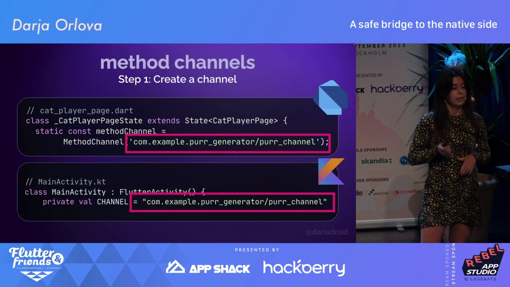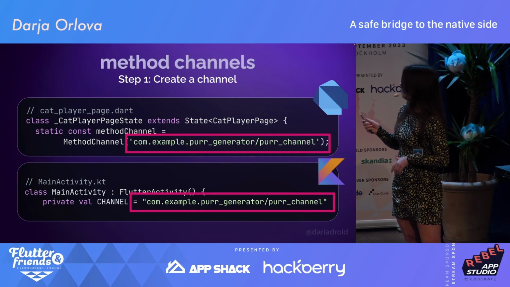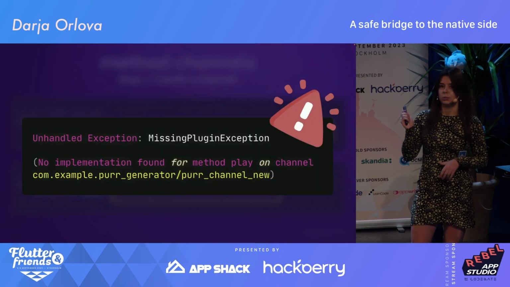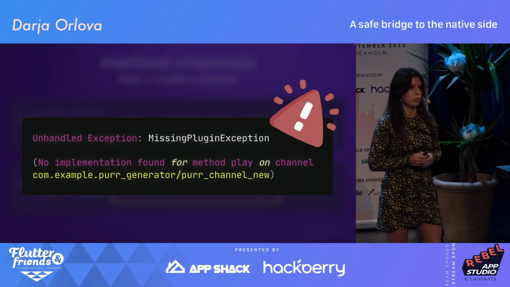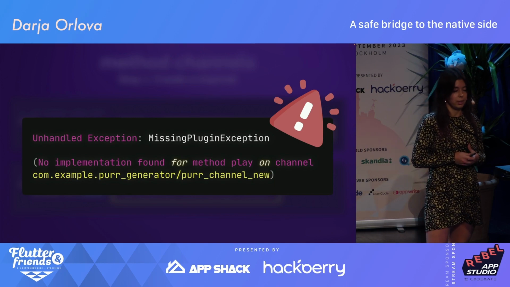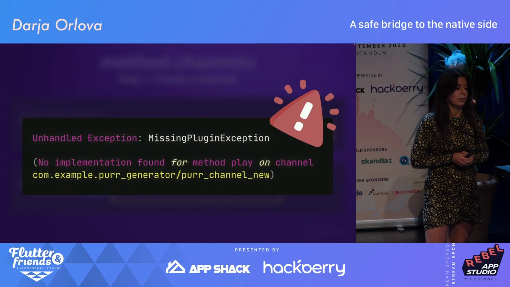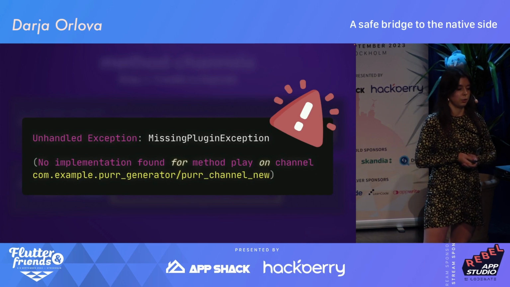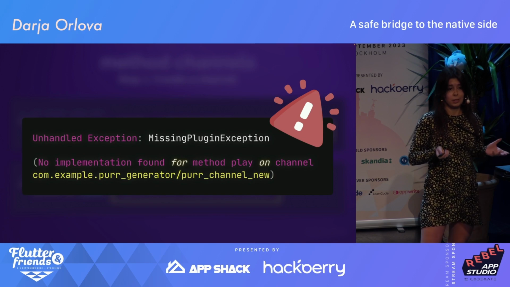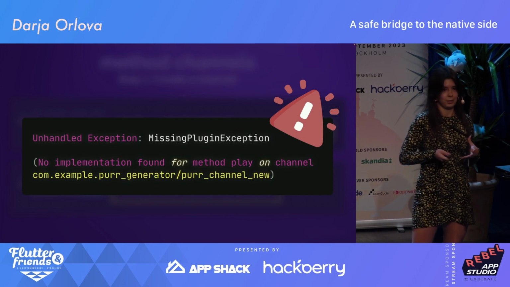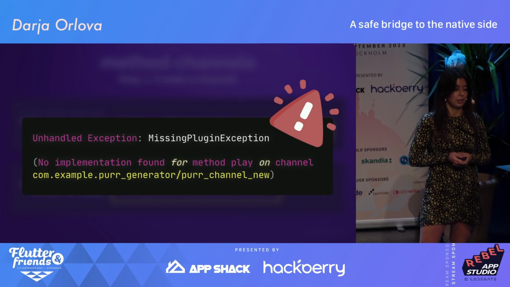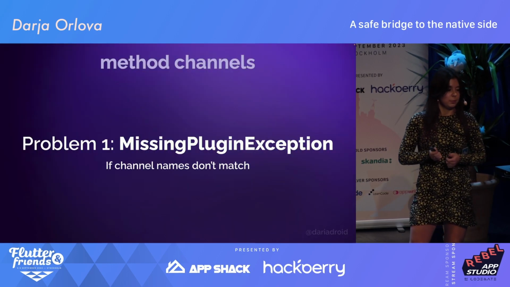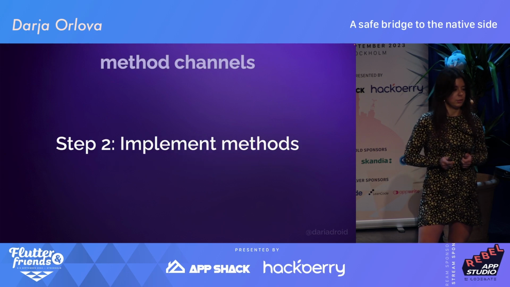And the thing is, those two channels have to have exactly the same name, because if they don't, we will get the missing plugin exception, because when we try to call methods and the channel names don't match completely, the method will not be found on the native side or on the Dart side, depending on where you're calling from. So the problems with method channels start from the very beginning when we haven't even done anything useful yet. So yes, problem number one, missing plugin exception if channel names don't match.